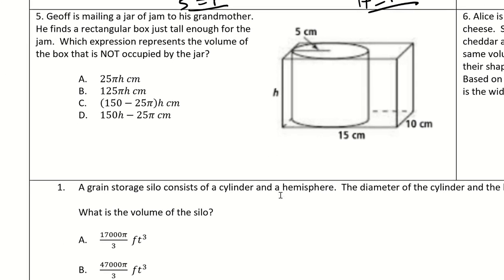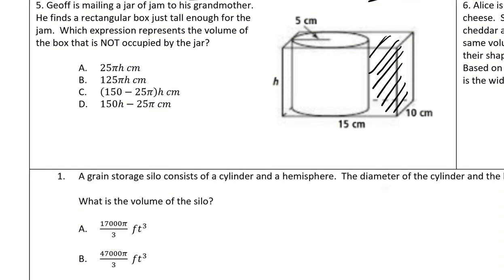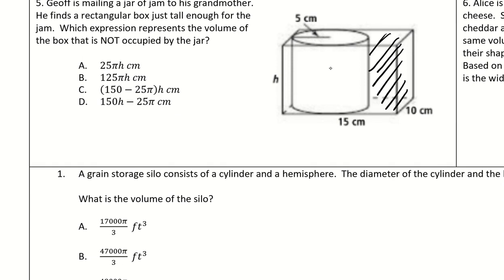All right, number 5. Jeff is mailing a jar of jam to his grandmother. He finds a rectangular box just tall enough for the jam. What is the volume of the box that is not occupied by the jar? So we want to figure out what the leftover space is. In order to do that, I need the volume of the box minus the volume of the cylinder, and that gives me the rest.